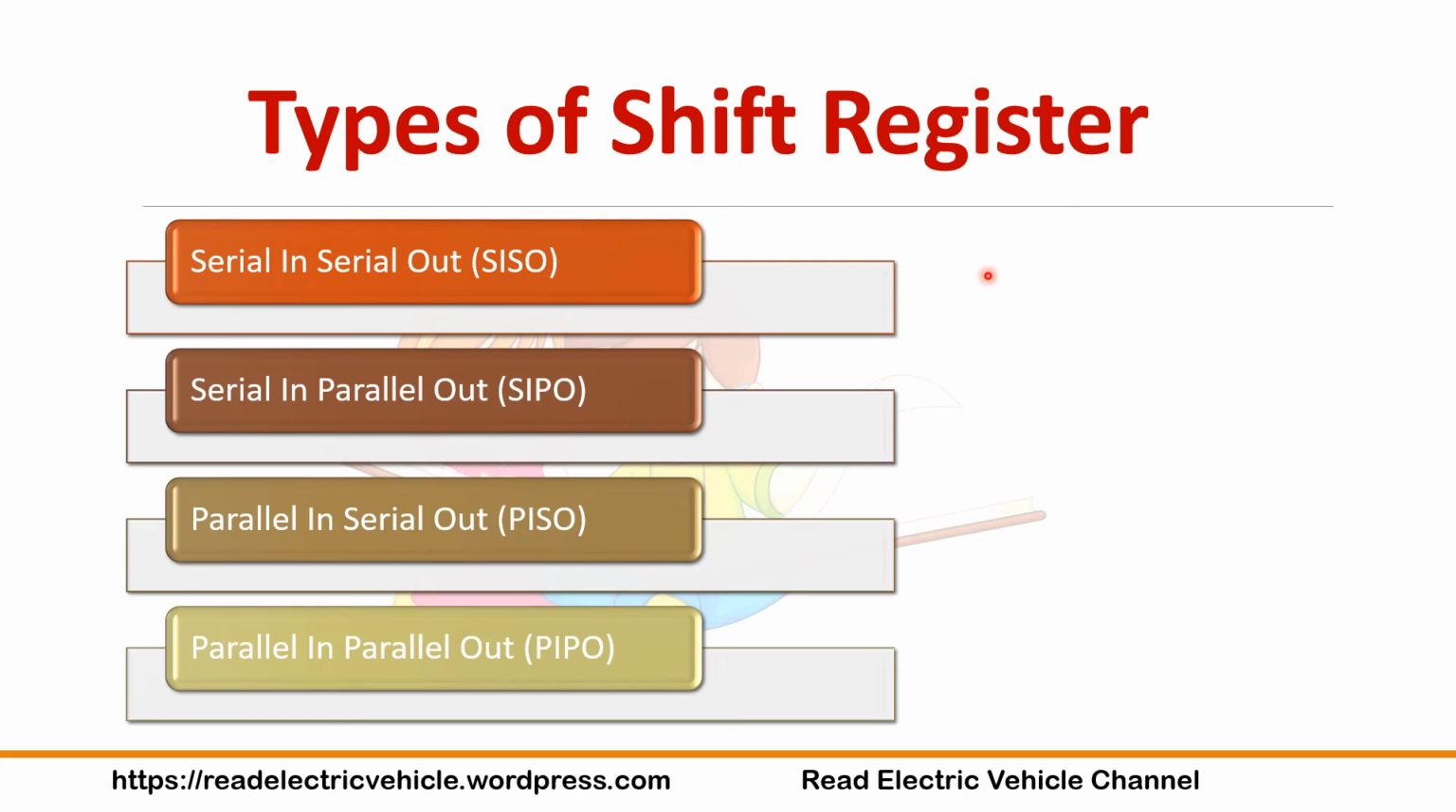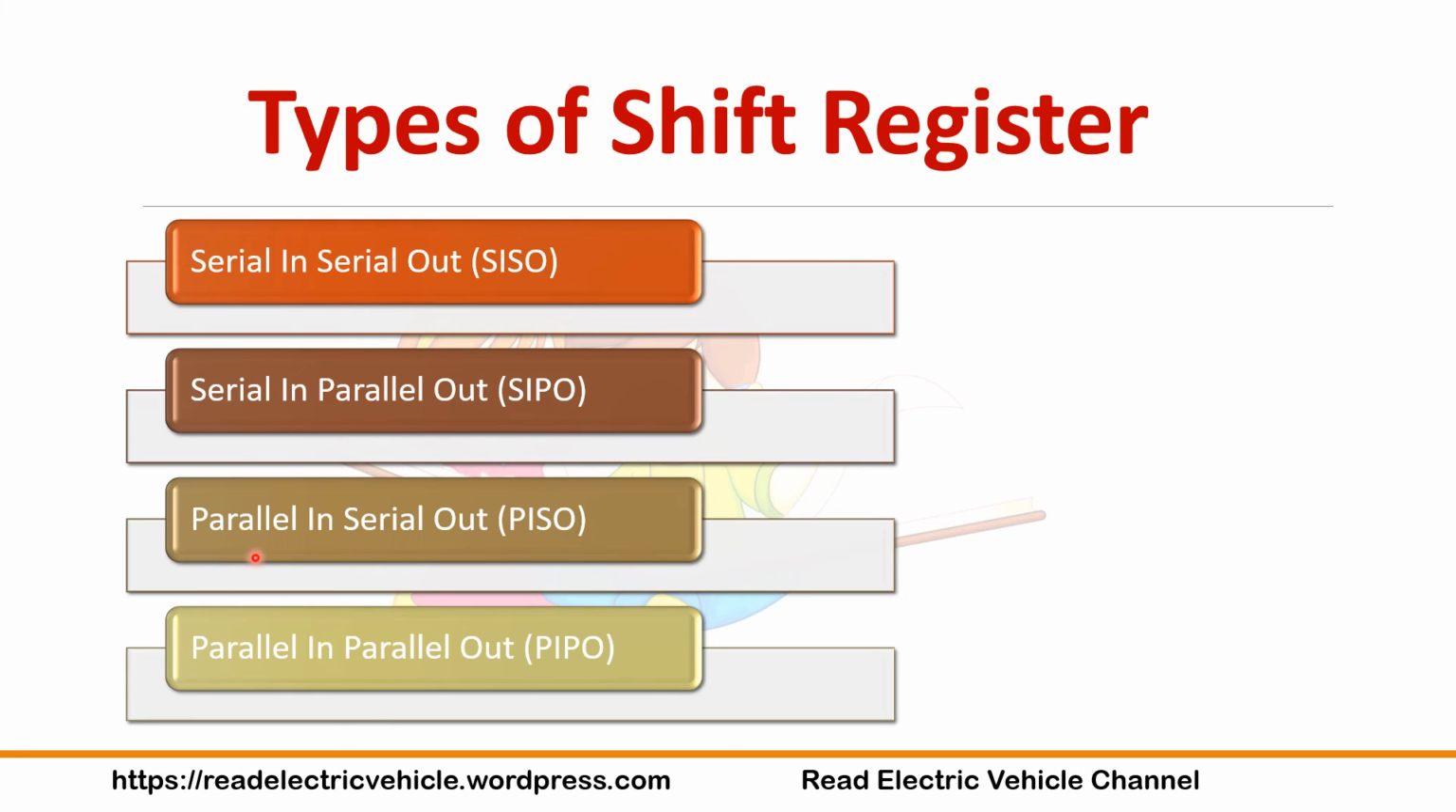There are 4 types of shift register, namely serial in, serial out. Here in represents the input and out represents the output. Serial in means you are giving the input data serially, that is, one by one you are feeding the data. Serial out means you are taking the data also serially, that is, one by one you are taking the output. Next is serial in, parallel out. Parallel out means at the same time you take the output from all the flip-flops. So that is called serial in, parallel out.